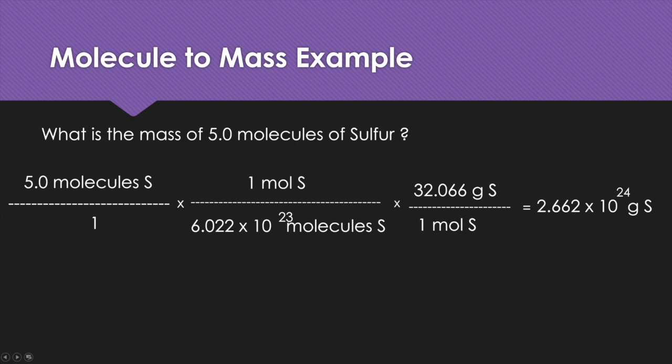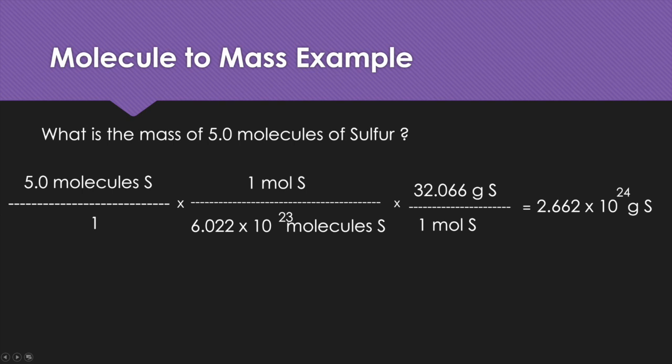How do we find this? First, let's read the question. What is the mass of 5.0 molecules of sulfur? So as said before, you look for the given information in your question. Here it is, 5.0 molecules of sulfur. Set up the equation like this, 5.0 molecules S over 1.